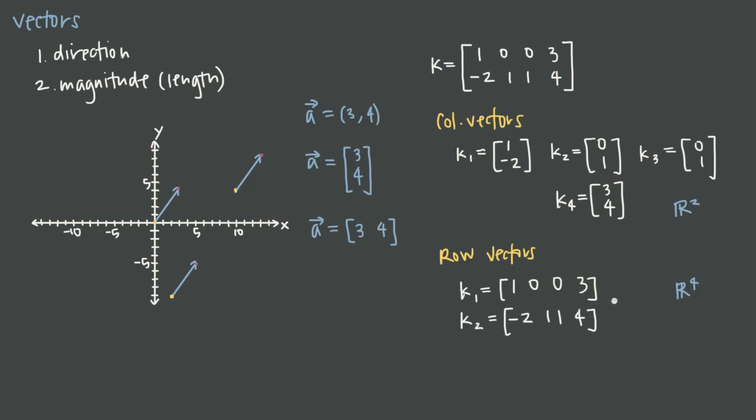But I just wanted to make the point that when we pull out column vectors and row vectors, we have to be aware of the fact that they have different numbers of components. These column vectors have two components, these row vectors have four components, and that's going to matter as we work with these more and more.